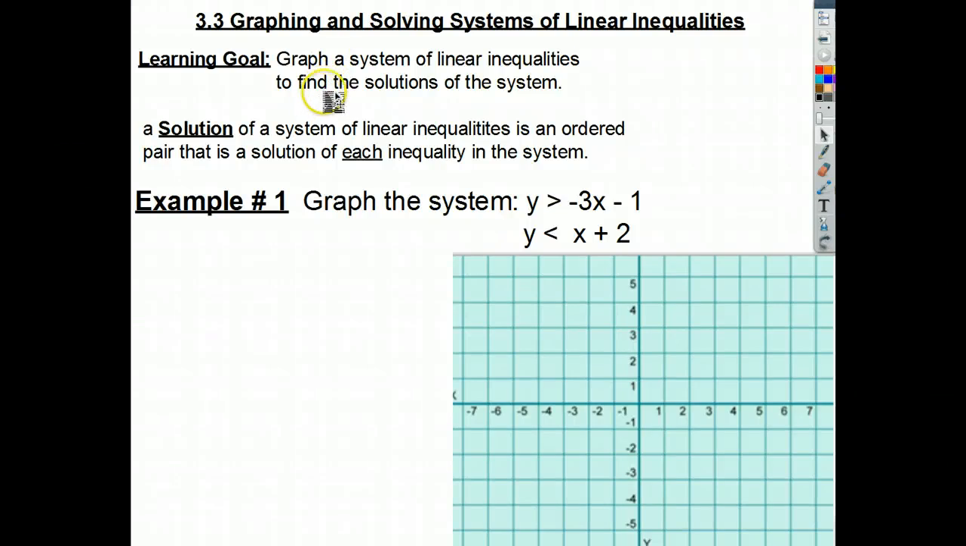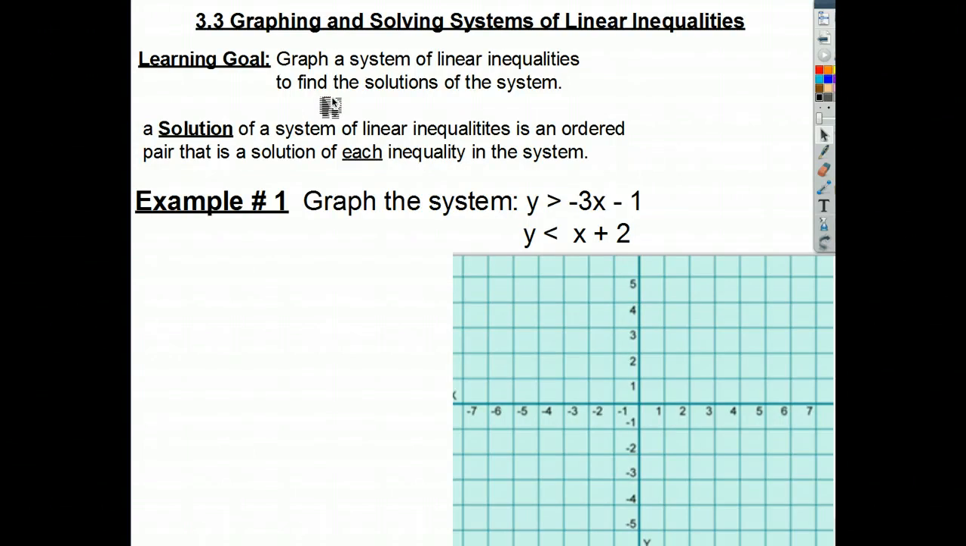Okay, today's lesson is 3.3, Graphing and Solving Systems of Linear Inequalities. The learning goal: to graph a system of linear inequalities to find the solutions of the system. The definition of a solution of a system of linear inequalities is an ordered pair that is a solution of each of the inequalities in the system.